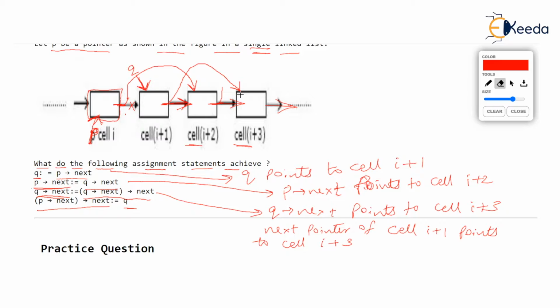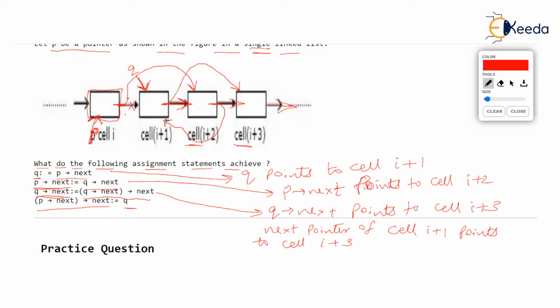I'll draw the line. Lot of lines up there. Okay. What about this? P arrow next, this next should point wherever q points. That means it will point to the same node where q points. What that means is next pointer of cell I plus 2 actually was pointing to cell I plus 3, but next pointer of cell I plus 2 will now point to cell I plus 1.